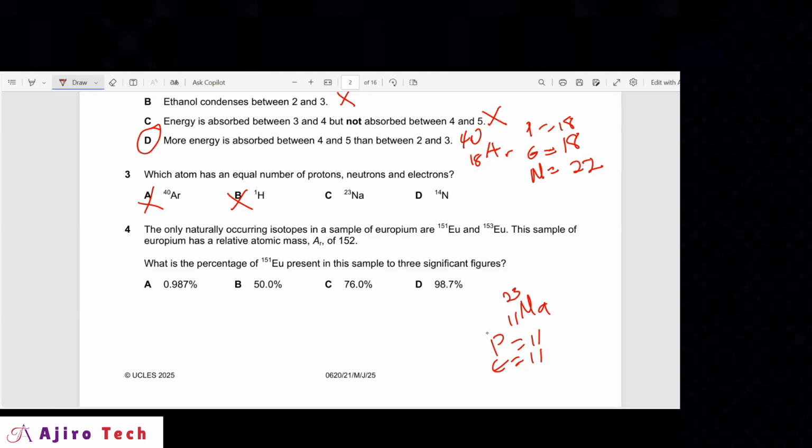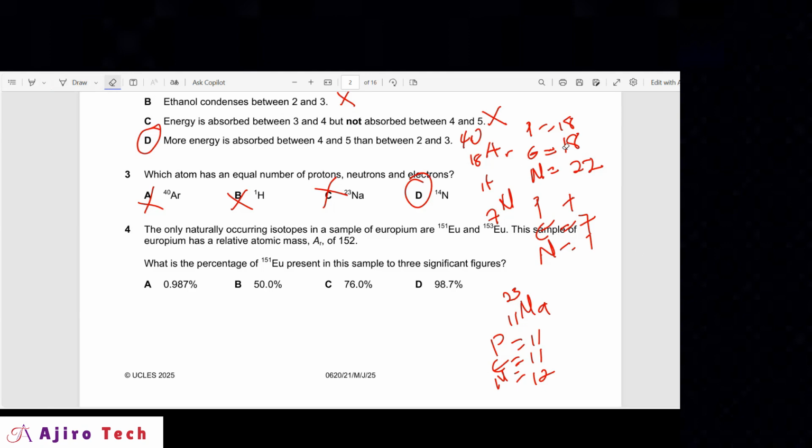Then the neutrons will be 23 minus 11. That's 12. So it's not this. So it's definitely this because nitrogen is 7. Proton number 7 or 14. So the P is 7. The E is 7 as well. So by the time we get the N, it's going to be 14 minus 7, which is 7. So that is basically the correct thing to do there.